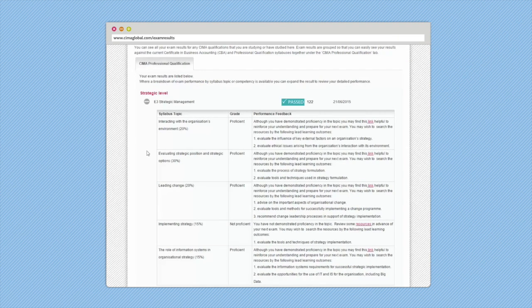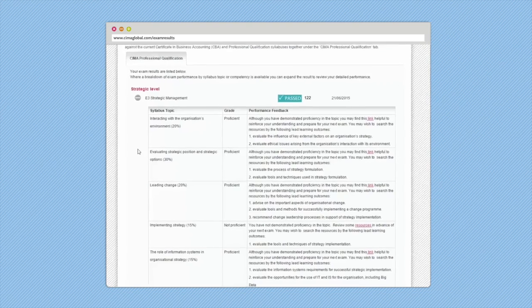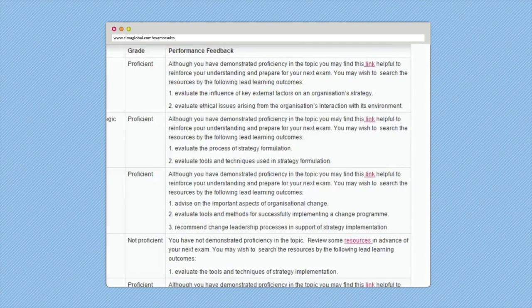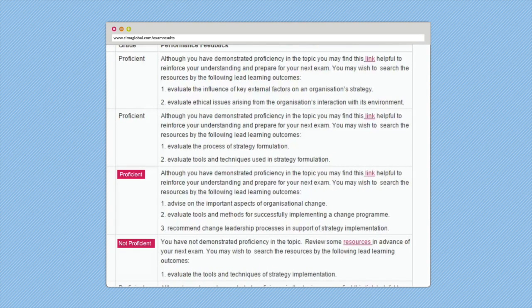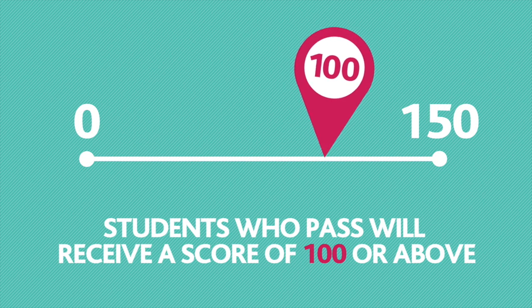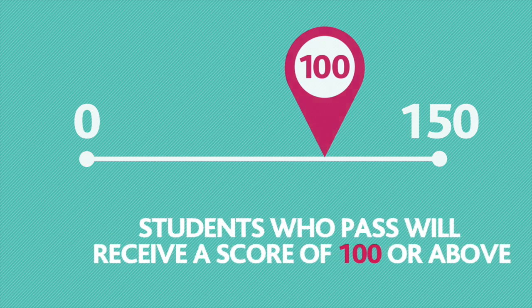In your sectional performance feedback, you will receive information on how you performed in the exam against syllabus topic area with an indicative grade of either proficient or not proficient. The grade proficient means that you have scored above the boundary required to demonstrate competence against a particular syllabus topic area. The grade not proficient means that you have scored below the boundary required to demonstrate competence against a particular syllabus topic area. In your scaled score, you will receive a number between 0 and 150. Students who pass the test will receive a score of 100 or above.